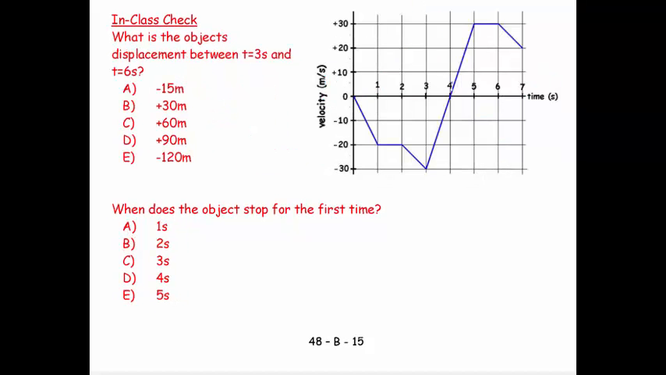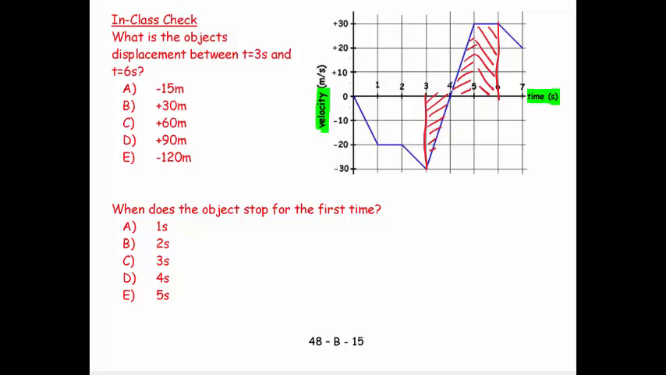Another little bit. What is the object's displacement between 3 seconds and 6 seconds? It's a velocity versus time graph. The displacement on a velocity versus time graph is given by the area under the graph. So I need to go from 3 seconds to 6 seconds. And my displacement is that bit there, which is all negative. And then this bit here, which is positive, and that bit there, which is positive.